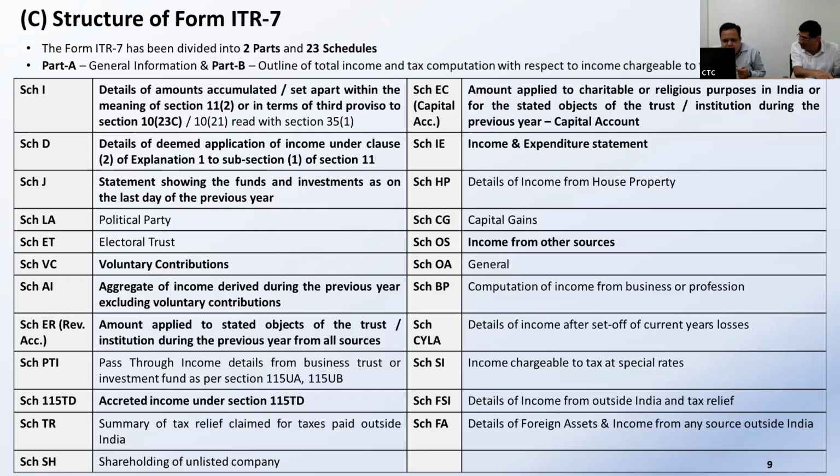Schedule CYLA. It says details of income after set off of current year's losses. Even for 11.3, your income is increased. If you are setting off current year's losses, meaning more spending, that information is to be given. So it is indicating that it is allowed. The consequences will be different, but this current year's excess spending will be allowed. In the current year, no carry forward.